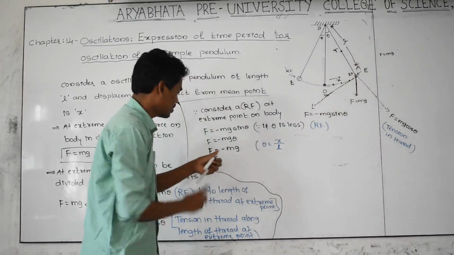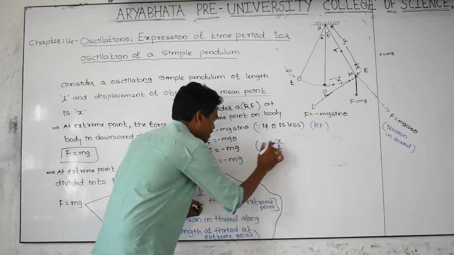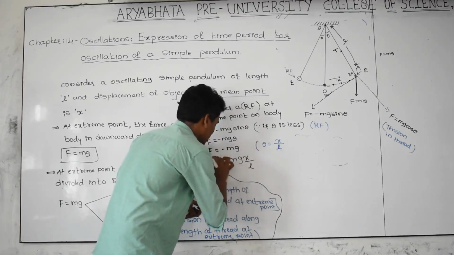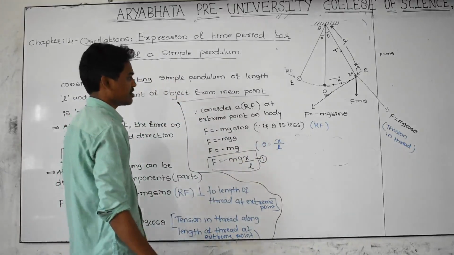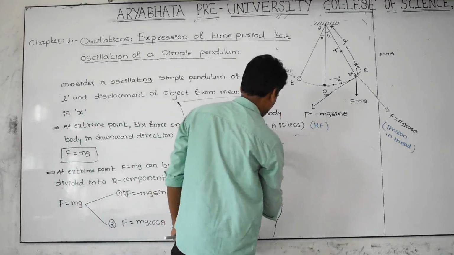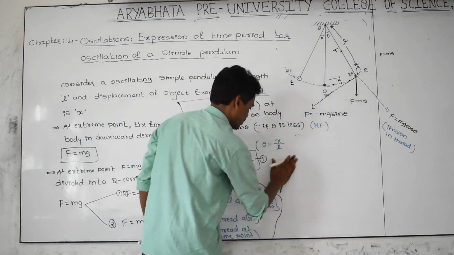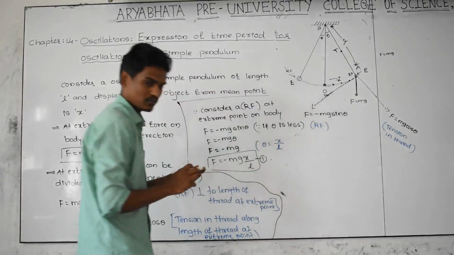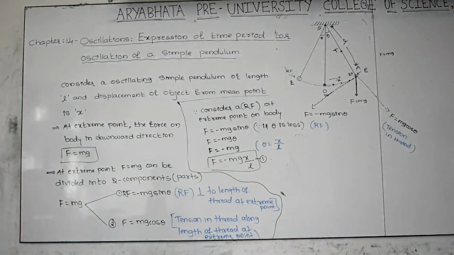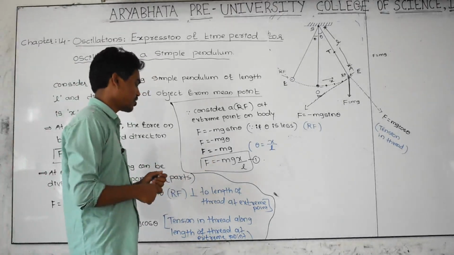Therefore here I am substituting F is equal to minus mg sin theta, and theta can be written as x by L. Let us take it as equation number 1.